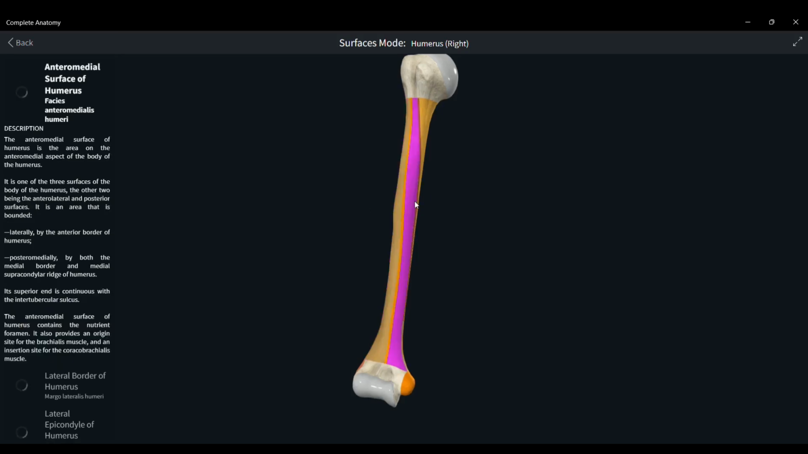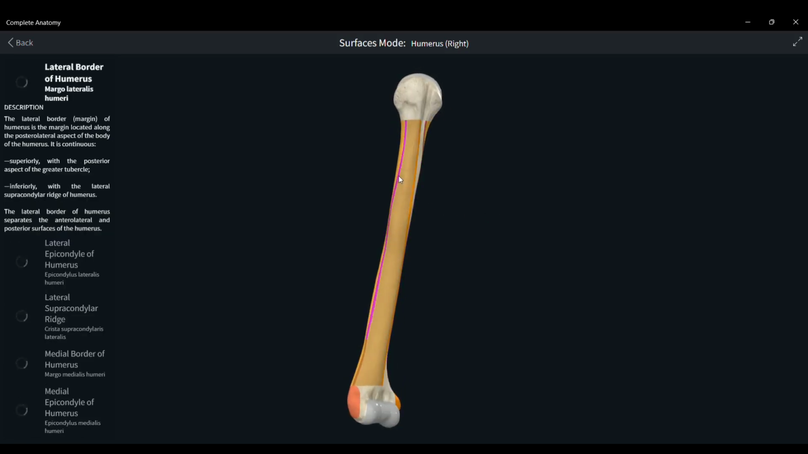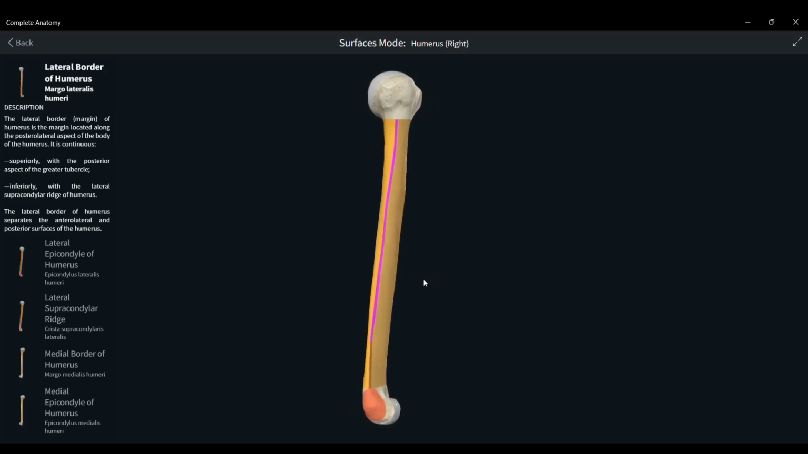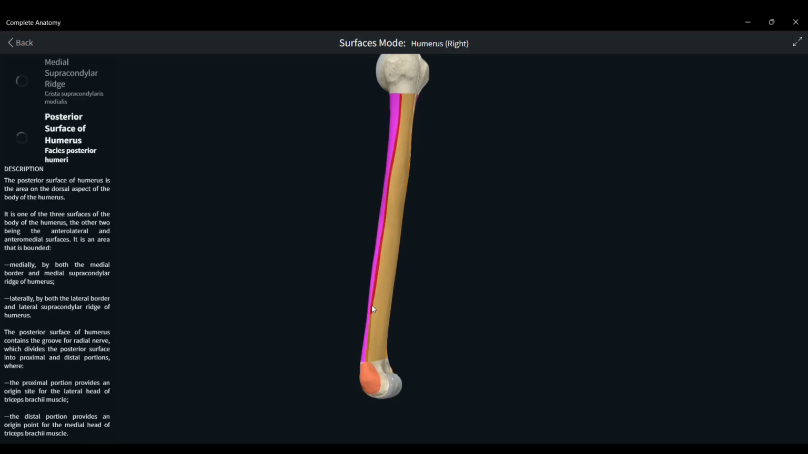Next to it is the anteromedial surface, the facies anteromedialis humeri. Here the bone is smoother, and the course of the proximal crests is clearly visible. The lateral border, the margo lateralis humeri, defines the outer contour of the arm. Toward the distal end it transmits the tension of muscle origins and ligaments toward the elbow.